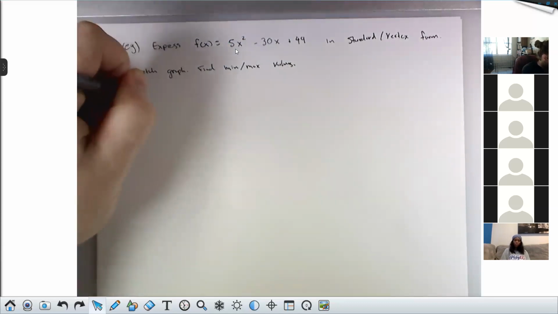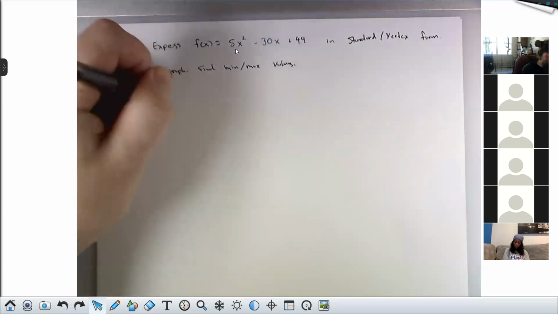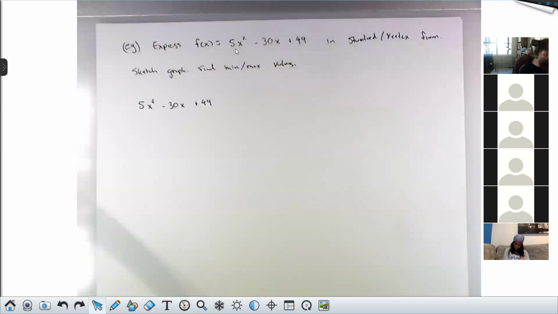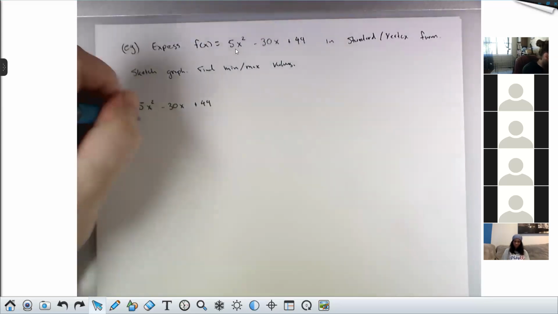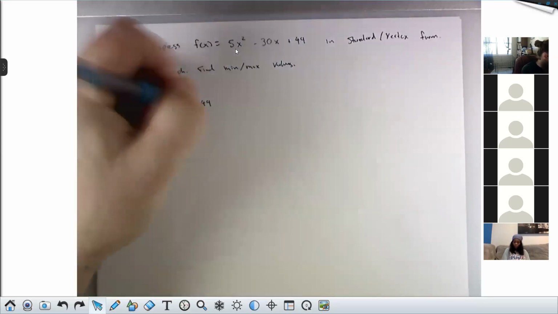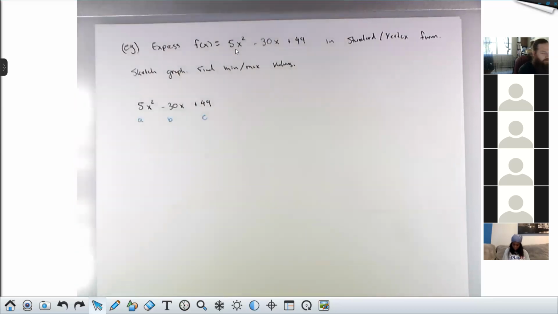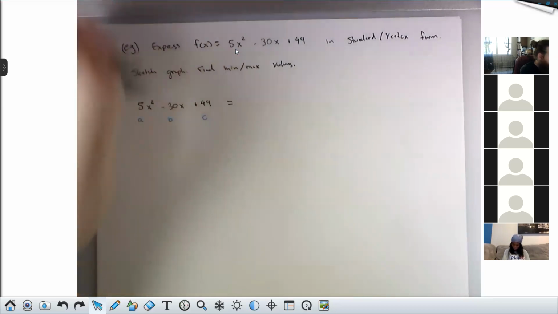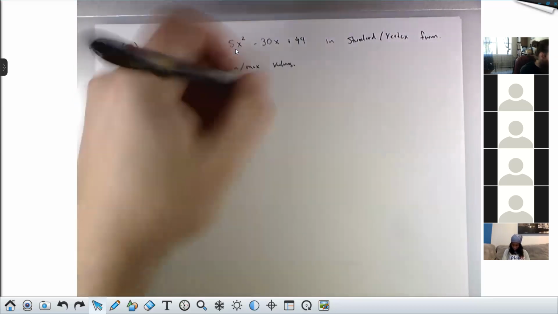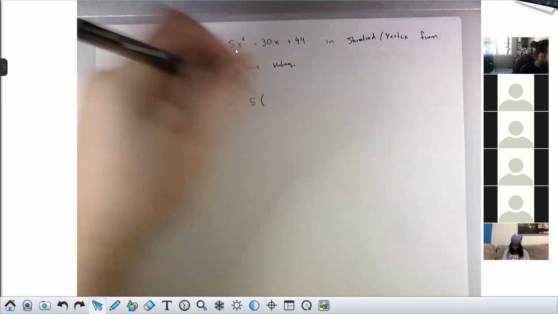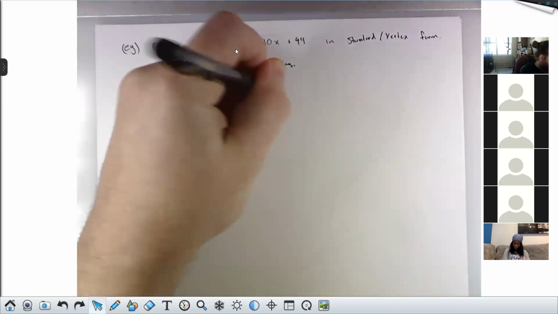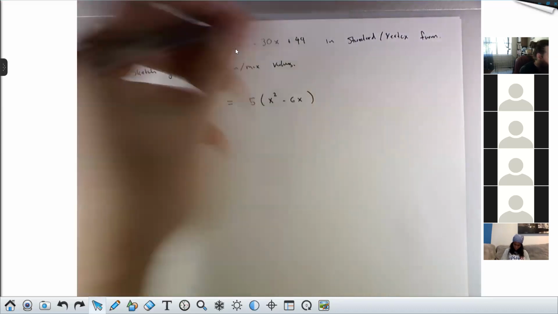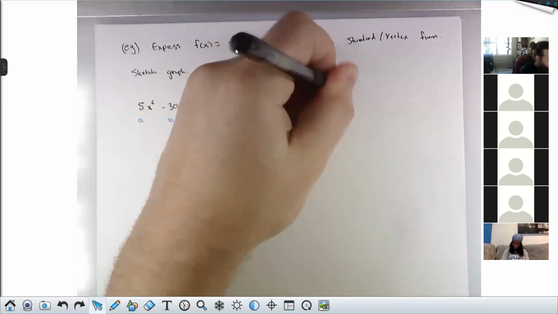All right, let's do it. If I take 5x squared minus 30x plus 49, first may be worthwhile to say, okay, a is 5, b is -30, c is 49. Always nice to know that. Then from these first two terms, I'm going to factor out the 5. So I'll have 5 times x squared minus 6x, close parentheses, plus 49.